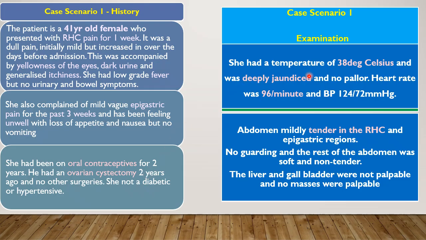And in the examination, she had a temperature of 38 degrees Celsius, was deeply jaundiced, and tachycardic with 96 beats per minute, but she did not have any hypotension. There is mild tenderness in the right hypochondrium and epigastric region. There's no guarding, and the rest of the abdomen was soft, with the liver and spleen not palpable, and the gallbladder not palpable.